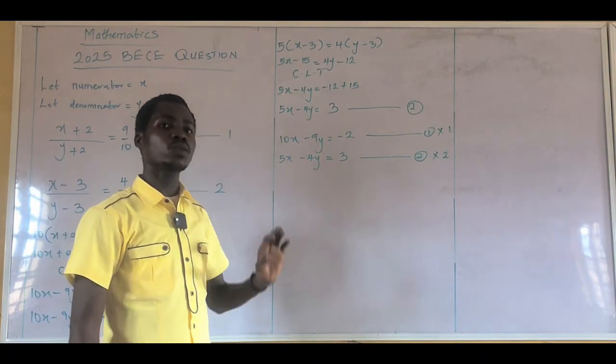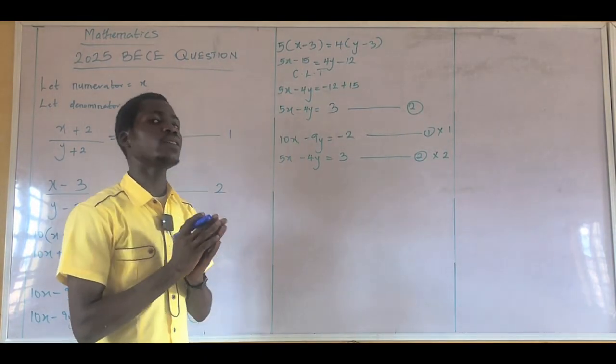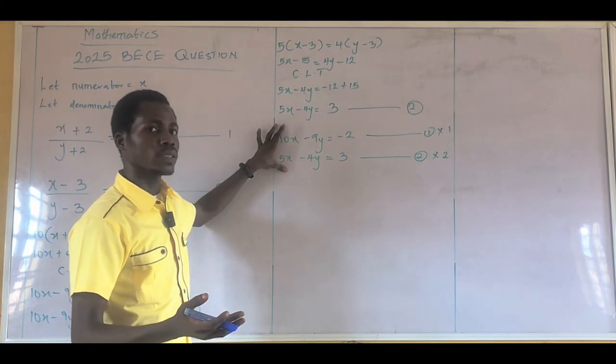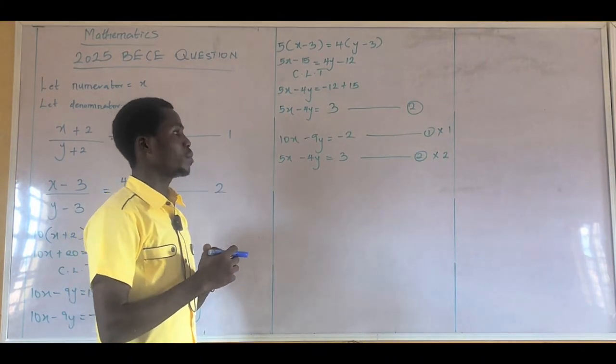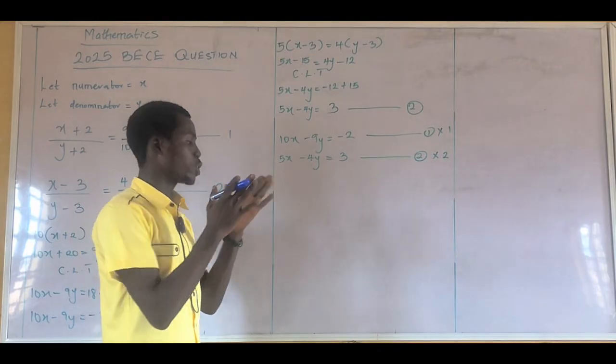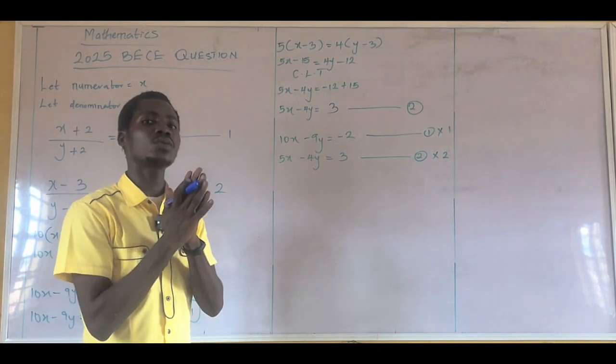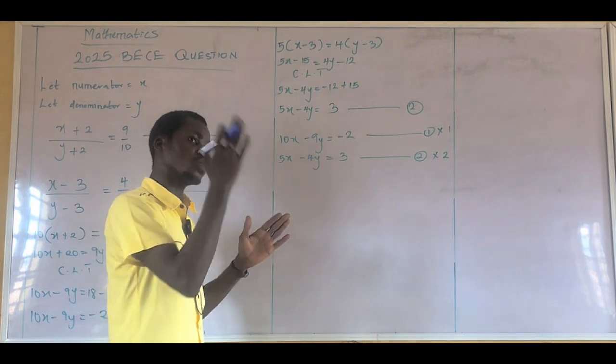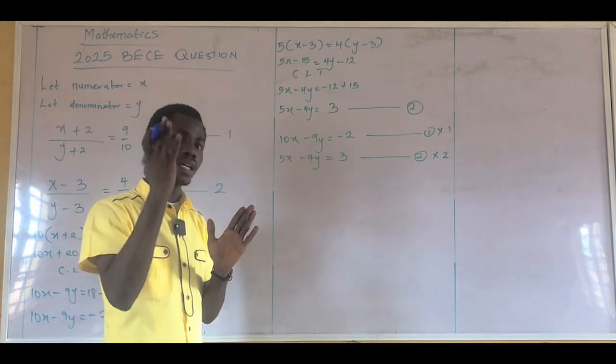The reason for doing this is to make the coefficients of x equal, so that I can easily eliminate my x by subtracting. What is the essence of elimination method? The essence of elimination method is that you have to solve in a way that a particular letter is going to be removed, just like the word eliminate implies.